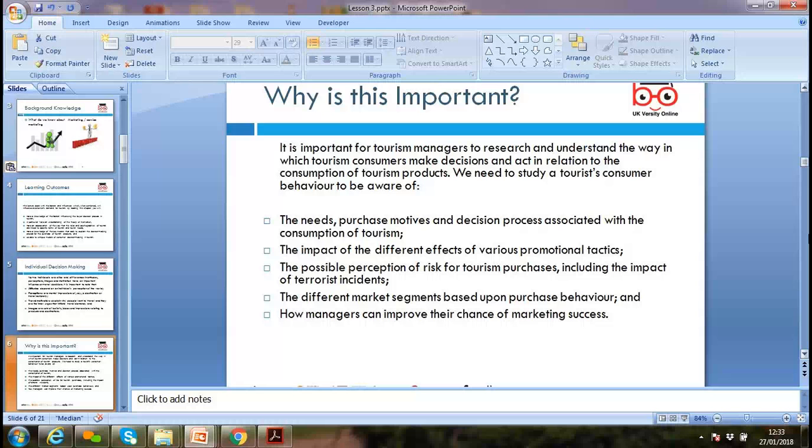So we need to look around at the possible perception of risk for tourism purchases, including the impact of terrorist incidents at various airports. That is really impacting the whole business. So yes, we need to look around. A few years back, when the virus was in a few countries, and those sort of things, how this impacted, and how managers can improve their chances of success. So as managers, we discuss maybe under operations, management is the success of everything.